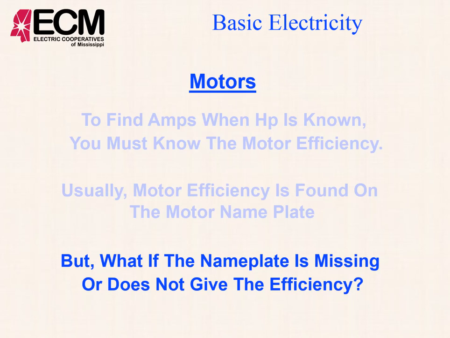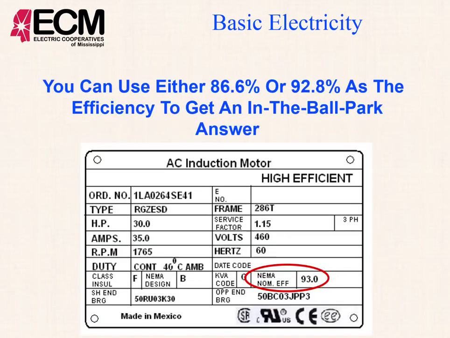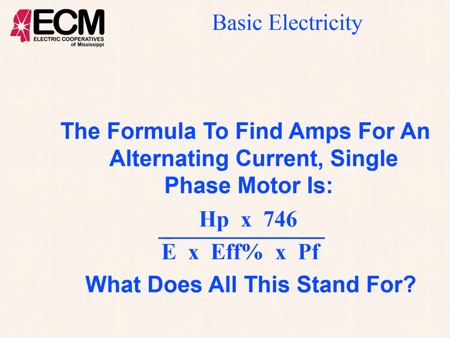But what if the nameplate is missing or doesn't give the efficiency? You see it there in the red circle. This motor has a 93% efficiency. We have to put that in our equation. It's a 30 horsepower motor. They say it's going to use 35 amps at 1765 RPMs, but it has a NEMA rating, nominal efficiency, 93%. And we'll see how that plugs into our equation.